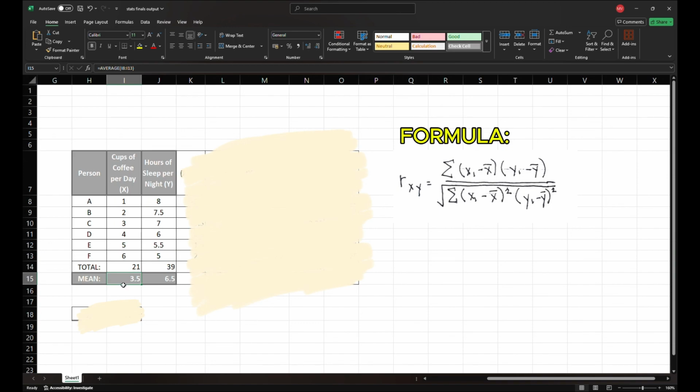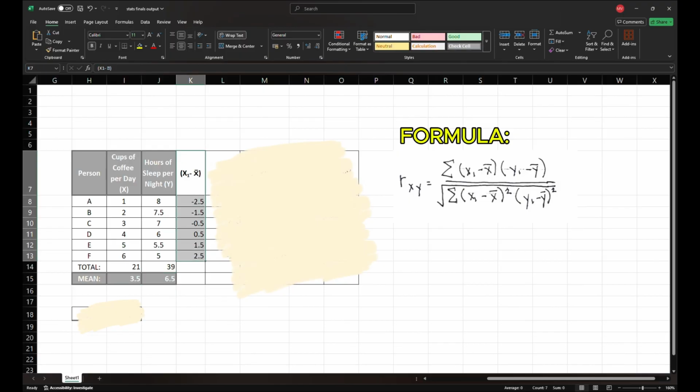But in Excel, you can simply type in equals average and then select this data up to this data, and then equals, and it will automatically give you the mean of x. Same with the mean of y. We have to sum it all up and then divide it by 6, which we get 6.5 as our mean. Now let's add another table.